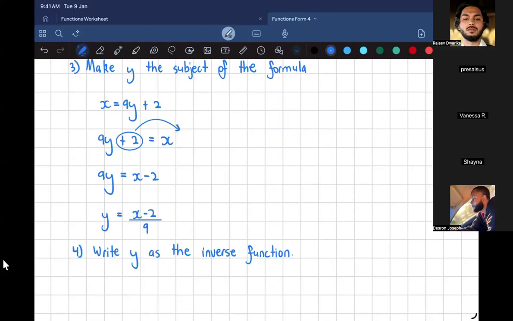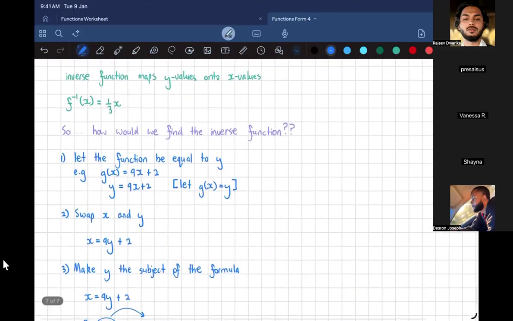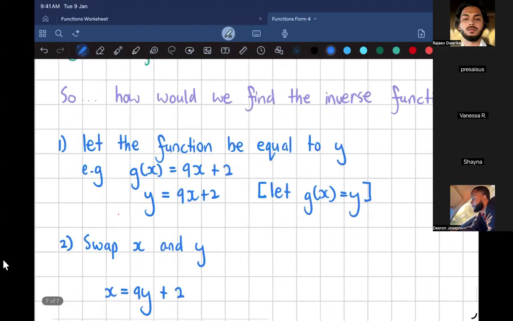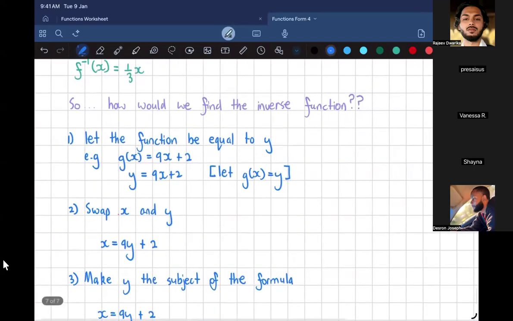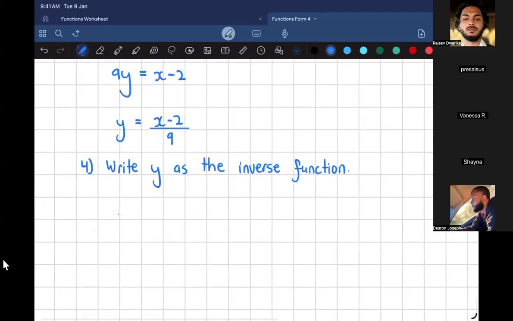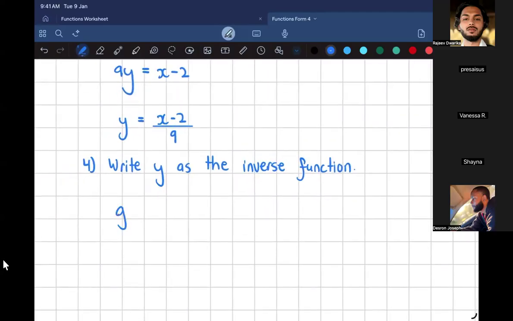So, Shayna, what was the original function? In this example, the original function was what? G of x equals 9x plus 2. So the original function was g of x. So I would write g inverse x, because in step 4 it says write y as the inverse function. If the original function was g of x, then I'd write y as g inverse of x, right? And that would be equal to x minus 2 over 9.